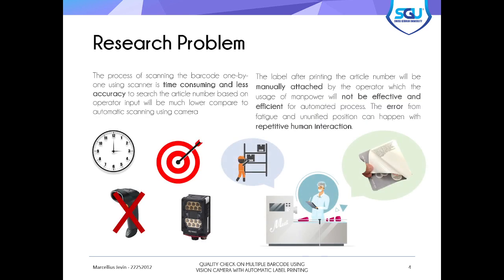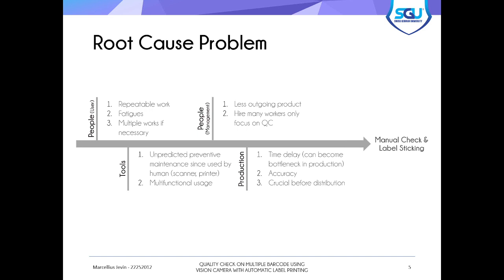So it is clear that the problem is time consuming and less accurate. Since it is a manual process, it is not effective and efficient. The error is high because of repetitive human interaction. The root cause from the operator side is that they have to do repetitive work, which can lead to fatigue, and they have to do multiple tasks such as printing, scanning, and other things. For the management, because there is a delay, it leads to less outgoing product, and to match production, they have to increase the operators in the QC station.